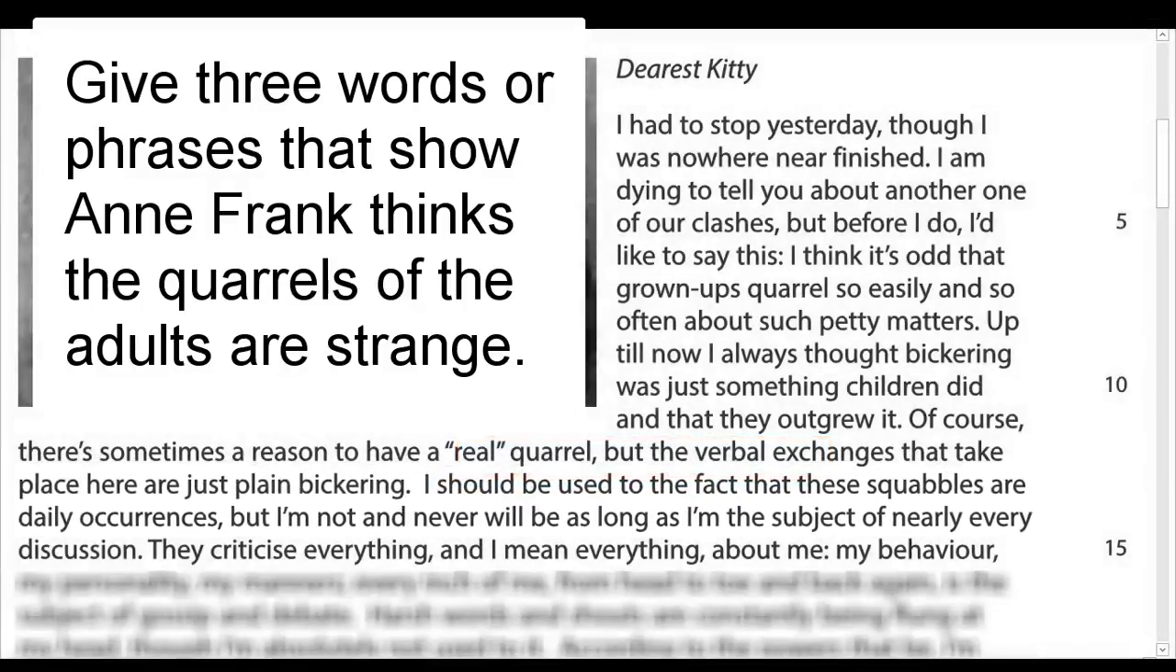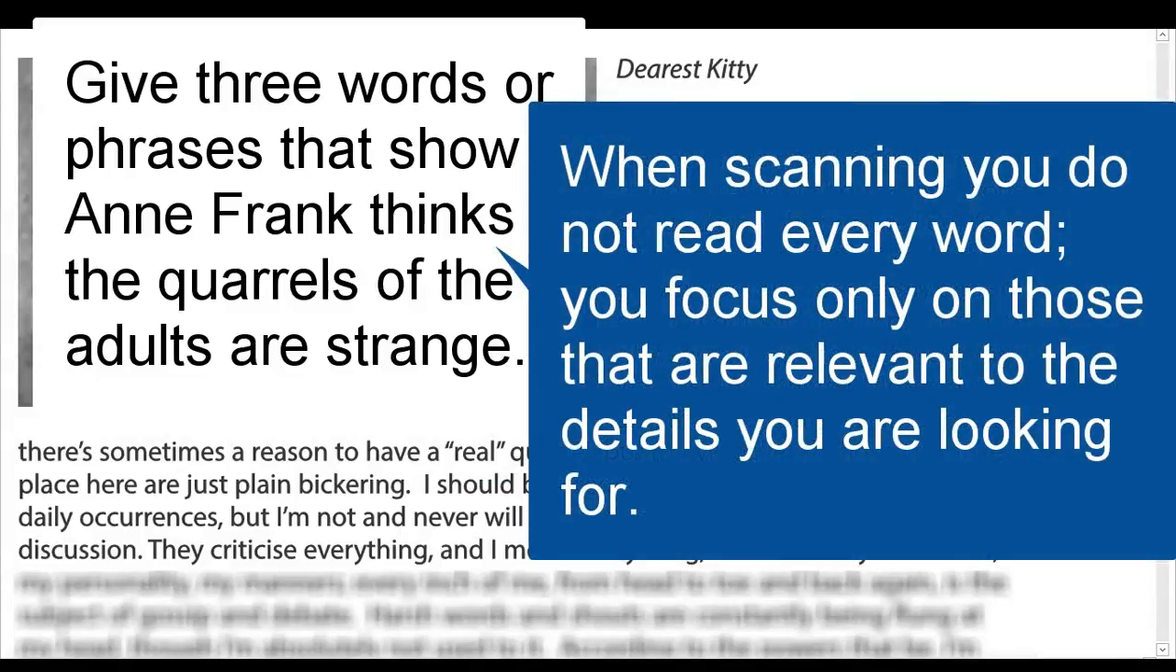Okay, so we've scanned our eye over and we've picked out 3 relevant phrases that we could give in response to that exam question. We didn't read every word. We were sort of blurring out the words we didn't need and only focusing on the words and phrases that were relevant for that particular question.